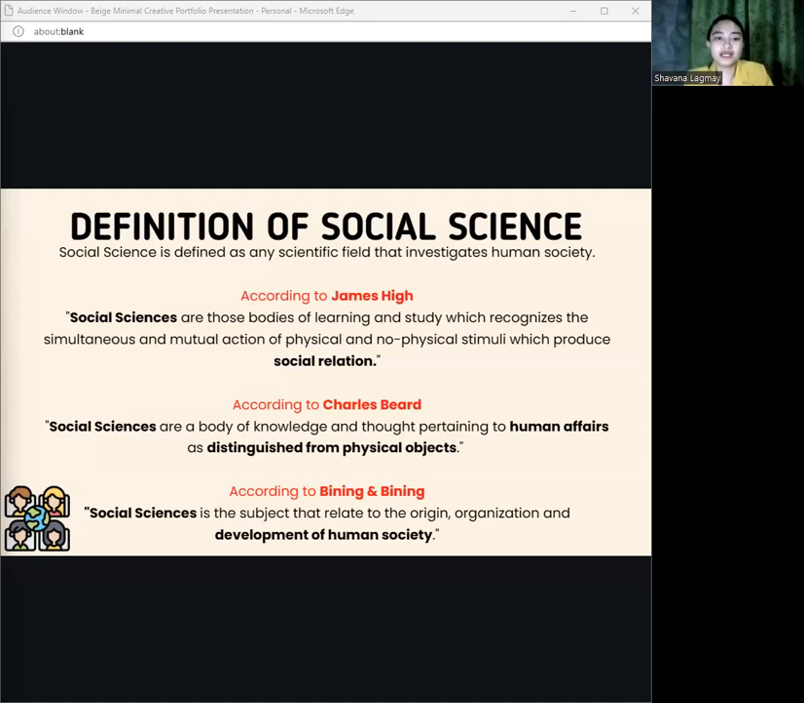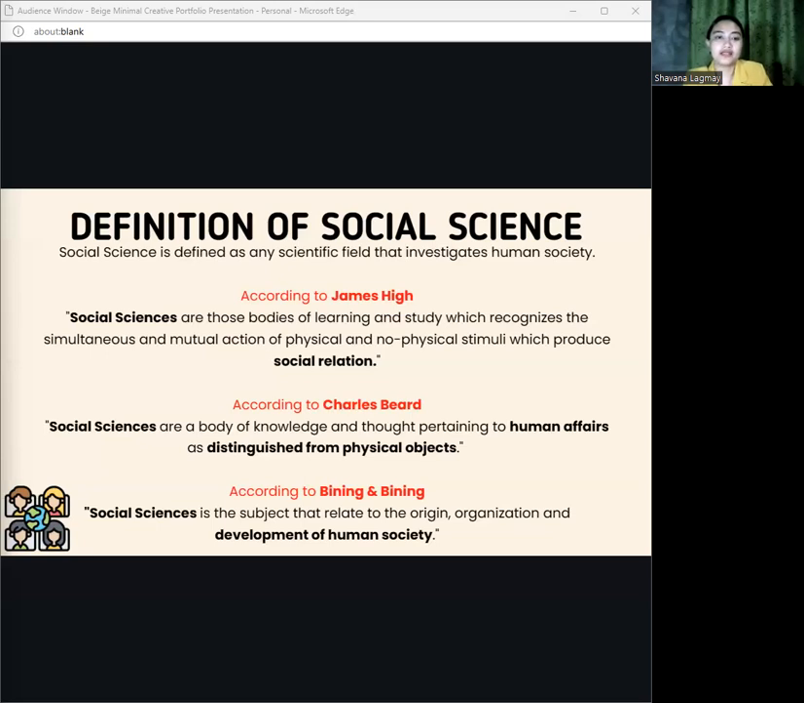So the second one is Charles Beard. So according to Charles Beard, social sciences are a body of knowledge and thought pertaining to human affairs as distinguished from physical objects. So what does it mean? It means that human beings live in a society with physical objects, and it is the manner of people's behavior and how people are influenced by these physical objects.